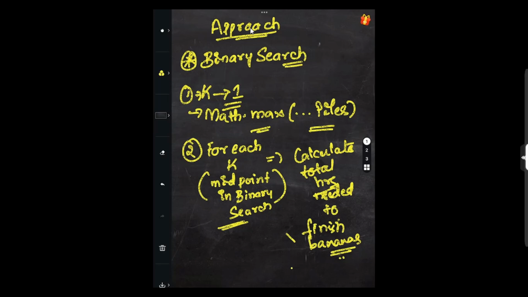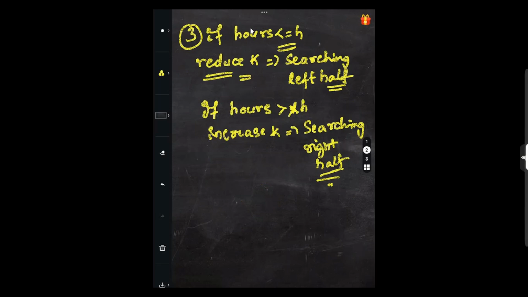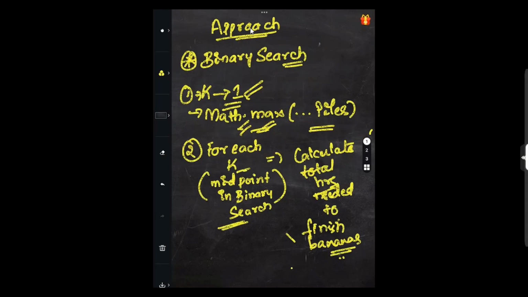First, the lower bound of k is always 1, nothing but the minimum speed. The upper bound is the maximum pile size, so we can directly use Math.max of the spread operator on piles, the piles of bananas, as this is the slowest feasible speed to finish a pile in 1 hour. Third step: for each k, nothing but the midpoint in the binary search, we have to calculate the total hours needed to finish the bananas.